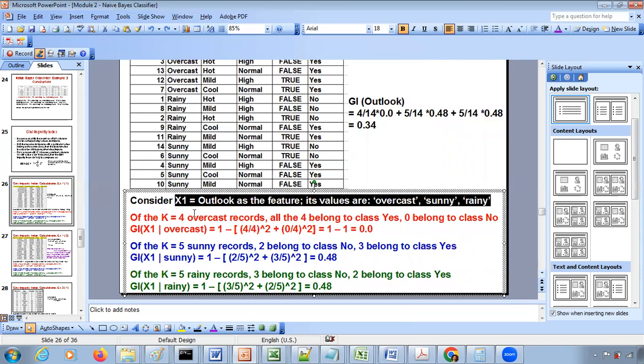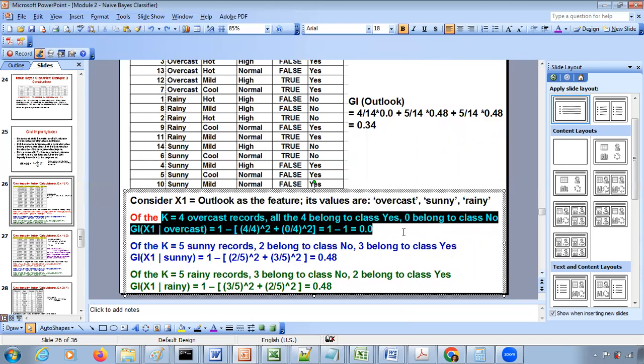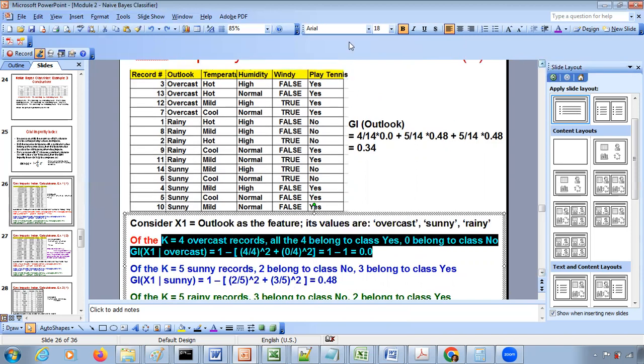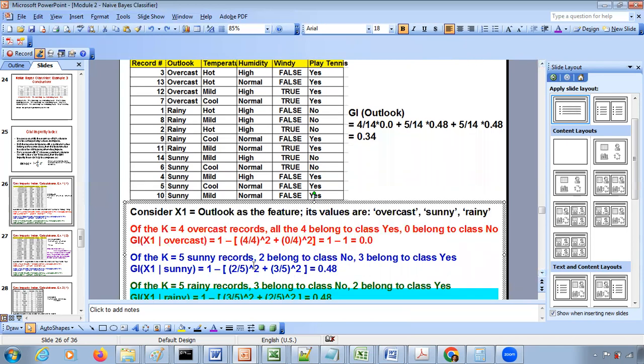So of the four overcast records, all the four belong to class yes, and 0 belong to class no. So the formula for Outlook with overcast is 1 minus, 4 over 4, since 4 out of the 4 overcast records belong to class yes. So 4 over 4, that's one fraction, whole square, plus 0 over 4, that's the other fraction, whole square. Only two classes, so you have only two fractions. So you square them up and add those squares.